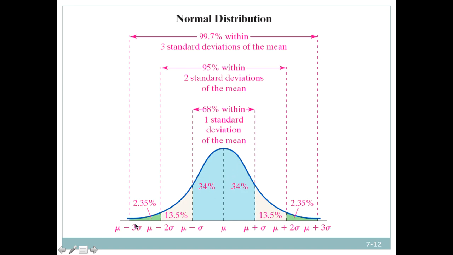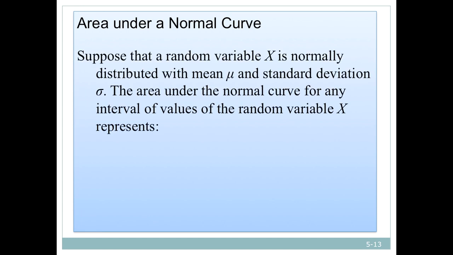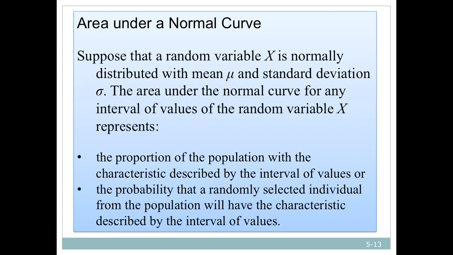Now, as mentioned before, you can memorize either the 68, 95, 99.7, or you can remember these little values as well. Either way works. So when you're talking about area under a normal curve, let's just suppose that a random variable x is normally distributed with a mean of mu and a standard deviation of sigma. The area under the normal curve for any interval of values of the random variable x is going to represent, you can either refer to it as the proportion of a population with the characteristic described, or the probability that a randomly selected individual from a population will have the described characteristic.